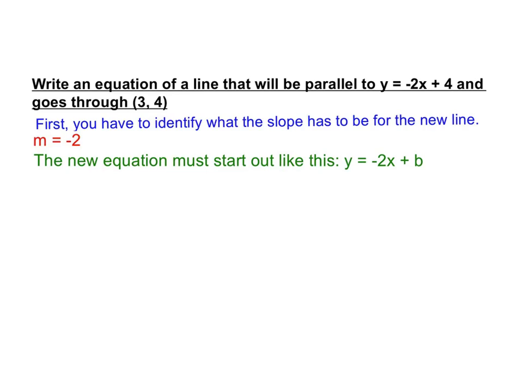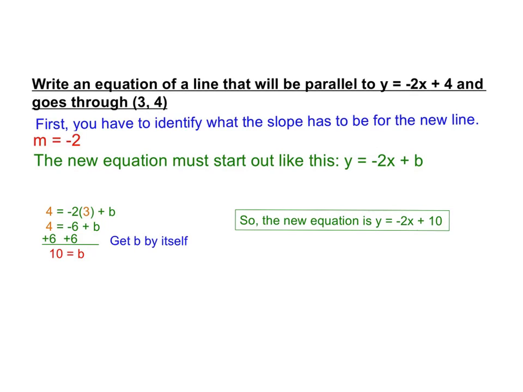So what do I need to do to figure out b? Plug in 3 for x, 4 for y. I did that over here. This is negative 6. Add 6 to both sides, b equals 10. So this equation, y equals negative 2x plus 10, is the equation of a line that goes through (3, 4) and is parallel to this. How many had that? Very good. Questions on it?